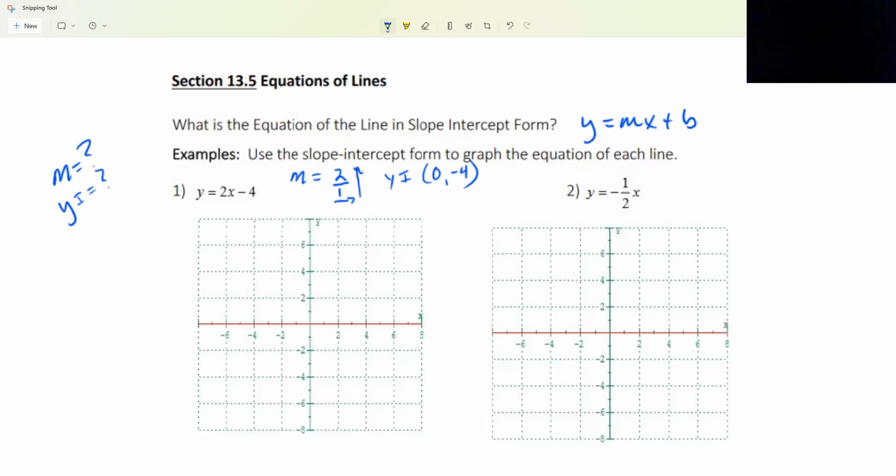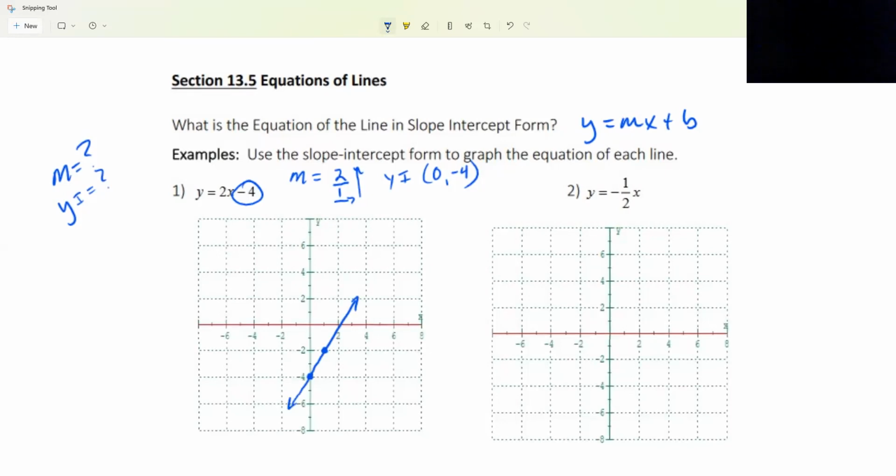So what this really does is give you a place to start. I'm going to go down to -4 and put a point. Now I'm going to use the slope to plot another point. I'm going to go over 1 and then up 2. Now I have 2 points, and I'll just connect the dots. All right, and you're done.